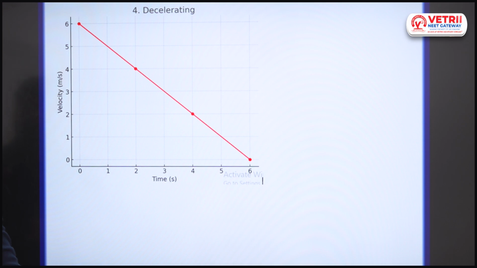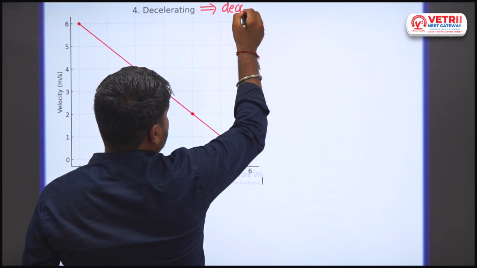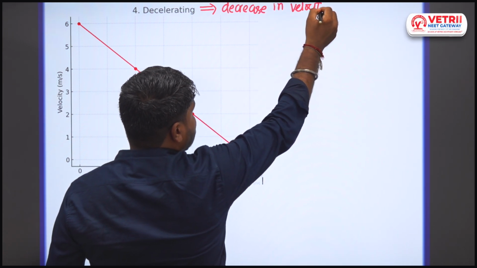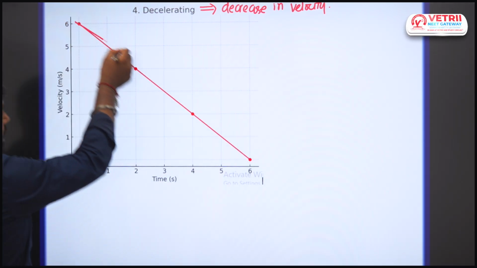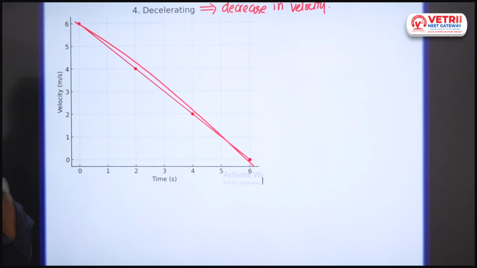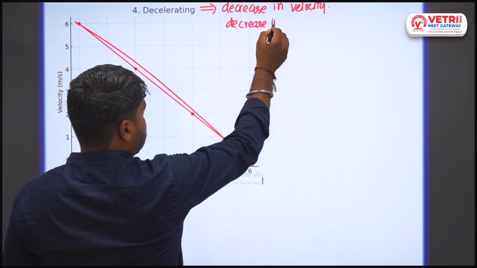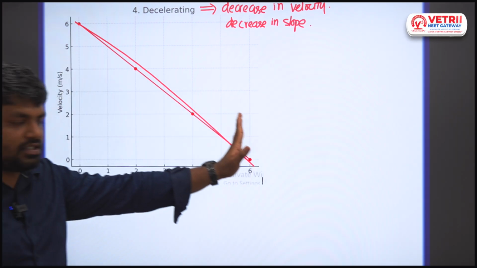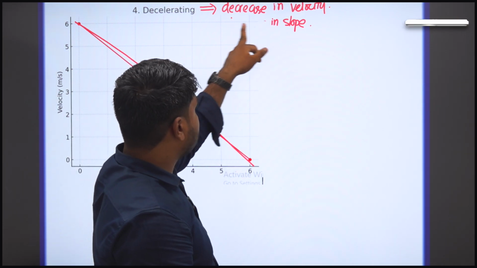Next, decelerating. Decelerating means a decrease in velocity. Decrease always tells you a negative slope. Negative slope means you can simply draw a straight line like this. Here also there is constant acceleration. Not a decrease in slope, sorry.